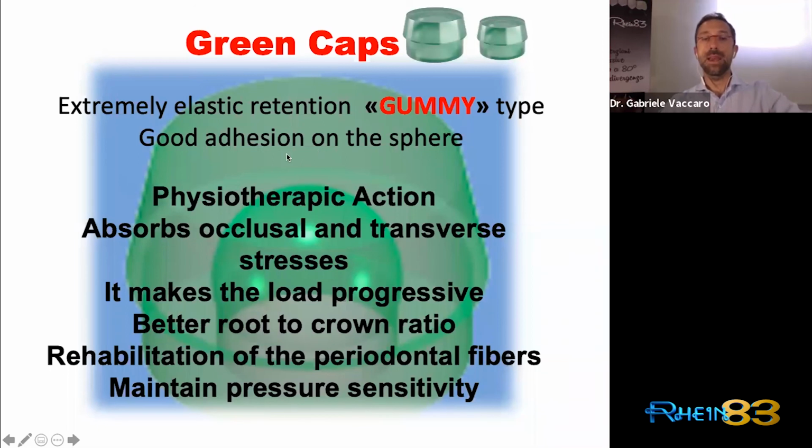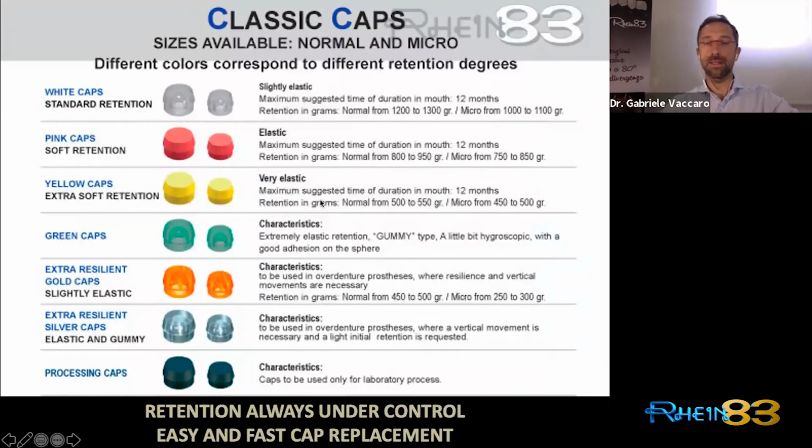directly, and we have a better root to crown ratio, as we saw. This gives a better rehabilitation of the periodontal fibers. And we are maintaining the pressure sensitivity, as we said. After the first period, if we saw that the system worked perfectly, after 6 months, for instance, we can change the hardness of the cap and give a better and stronger retention if it is needed. Otherwise, we can still go on with the green cap.